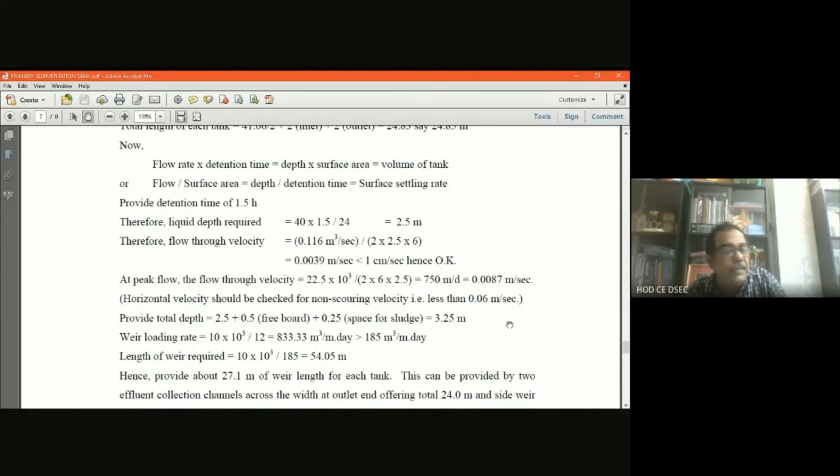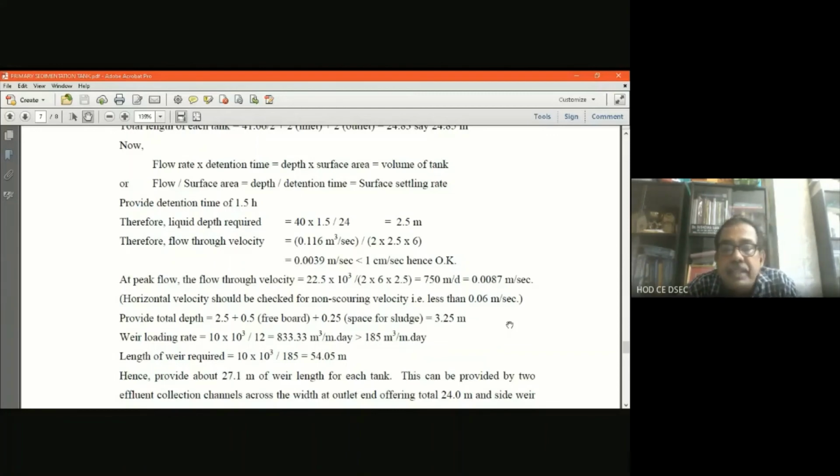Why 1.5 divided by 24? Because 1.5 is in hours and you need it in days. When you convert it into days, 1.5 divided by 24 is the detention time. And if you multiply the detention time with the surface settling rate 40, you will get the depth of water, which is 2.5 meter. So what will be the flow velocity?